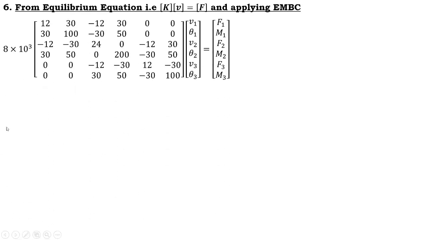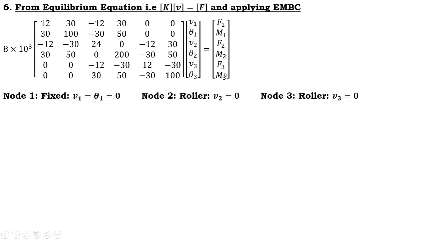Next, we need to put everything in the form of the equilibrium equation and apply the elimination method of boundary conditions. So this is my global stiffness matrix multiplied by the displacement matrix, where V1, theta 1, V2, theta 2, V3, theta 3 is my displacement matrix, which will be equal to the force matrix. Applying the elimination method of boundary conditions, wherever there is a boundary condition, there the displacement we need to make 0. As my node number 1 is completely constrained, my V1 and theta 1 will be equal to 0, and my node number 2 has a roller support, therefore V2 is equal to 0.